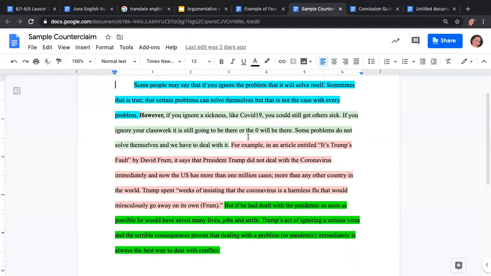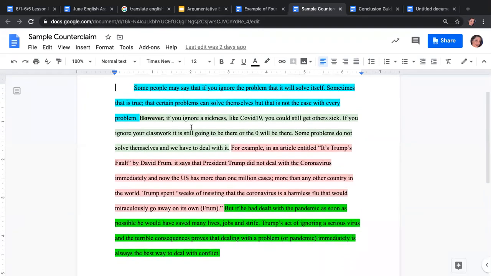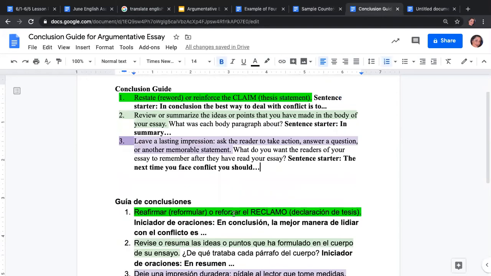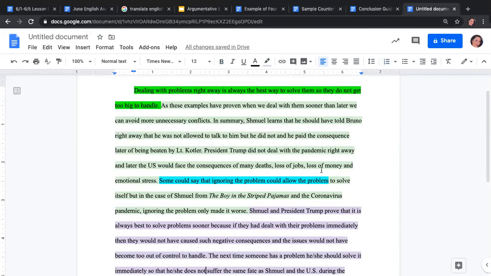So here's the sample counterclaim. The parts that were most valuable were the topic sentence and the concluding sentence. So those parts of the body paragraphs were most useful for me to use in my conclusion. So I just kind of paraphrased, right? And then put them back into my conclusion.